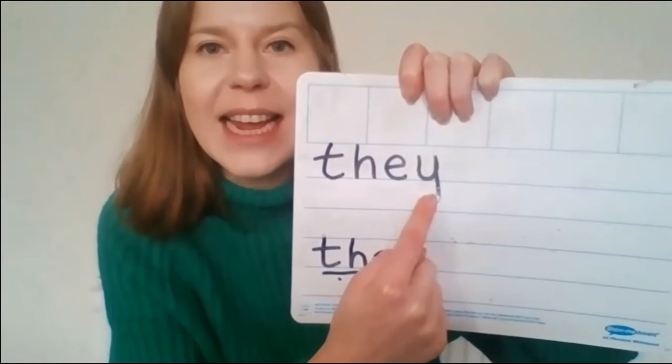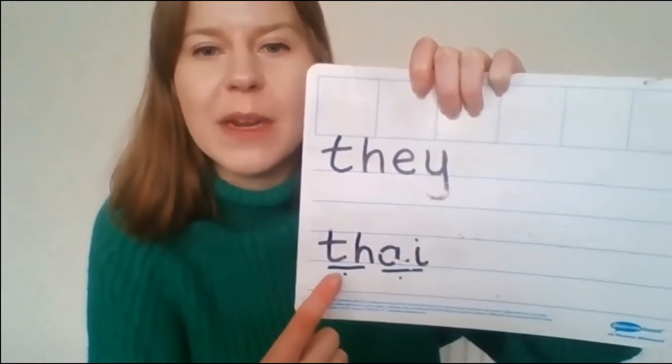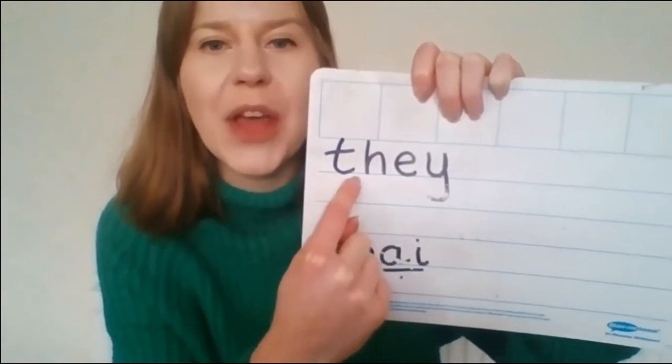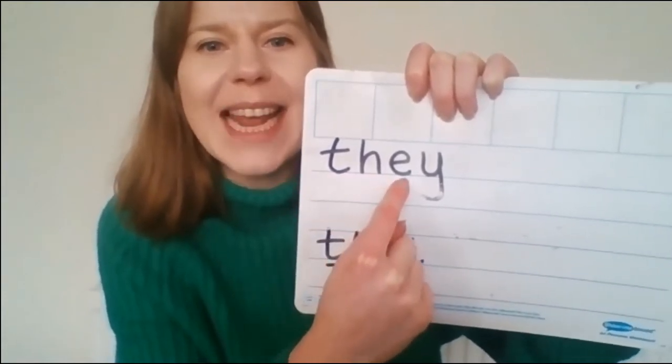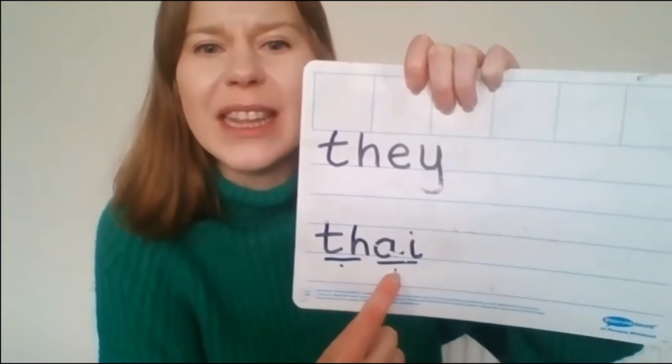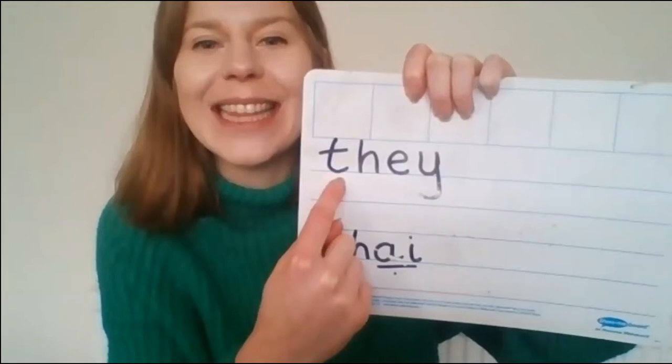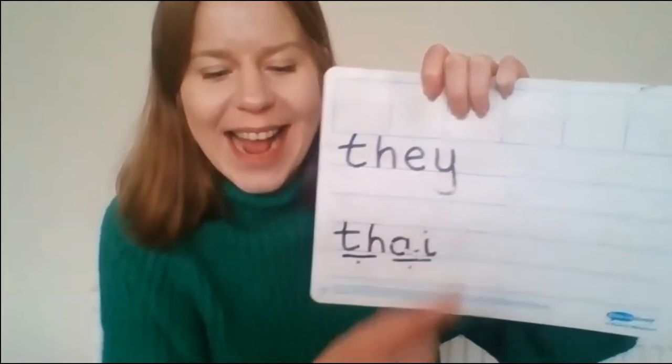They is a tricky word because we can see the th sound. The T and the H make the th sound, but then the E and the Y, we think that it makes the A sound, but it doesn't. This is the word they.